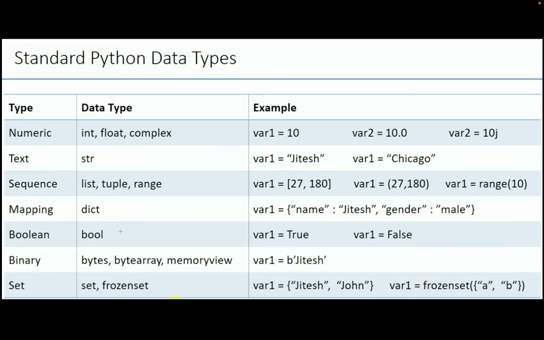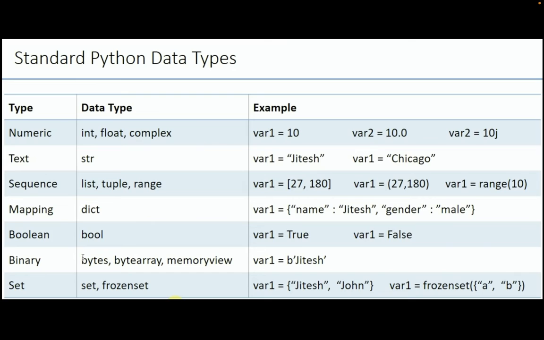Then next we have the data type of boolean, which is nothing but assigning the true or false value for logical operations. They are used to represent the truth value.